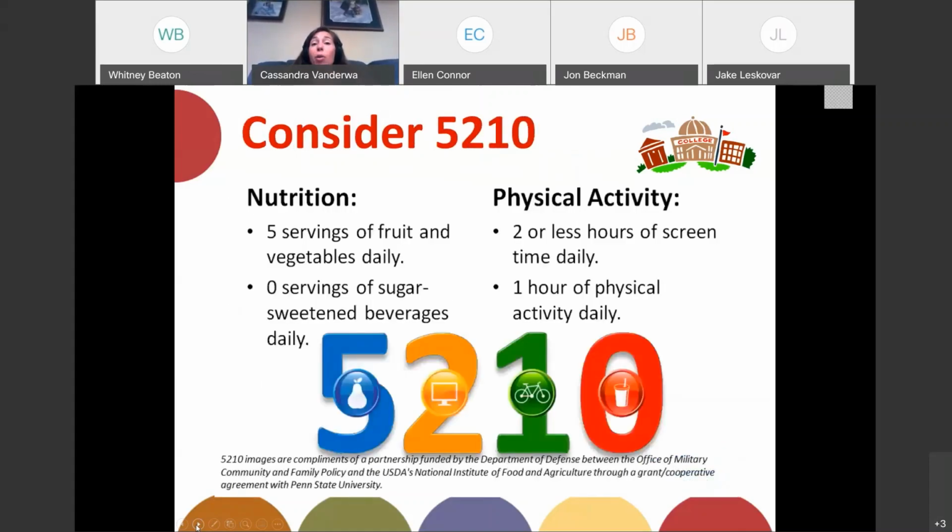If you're thinking about goals, but not sure where to start, consider 5210. So you might have a plethora of fruits and vegetables available for you, hopefully, in your cafeteria waiting for you. How will you incorporate those? Maybe you really want to make a commitment to drinking more water and giving up juice or soda. That would be the 0 servings of sugar sweetened beverages. Or really focusing on moving more. We know COVID has kept people at home.